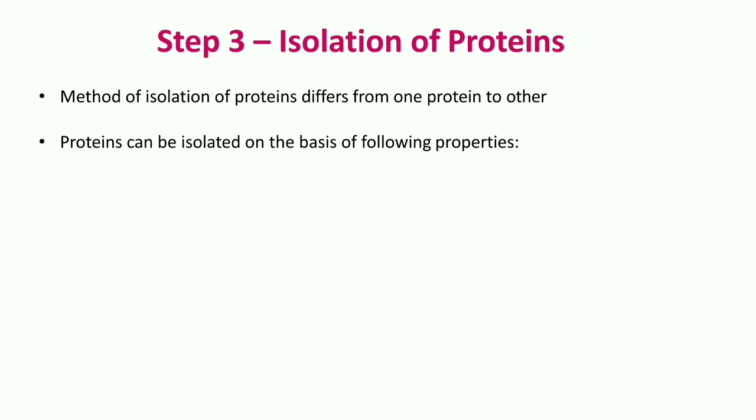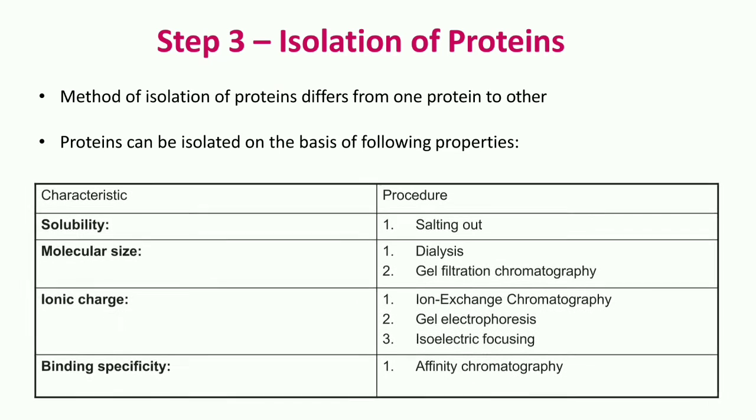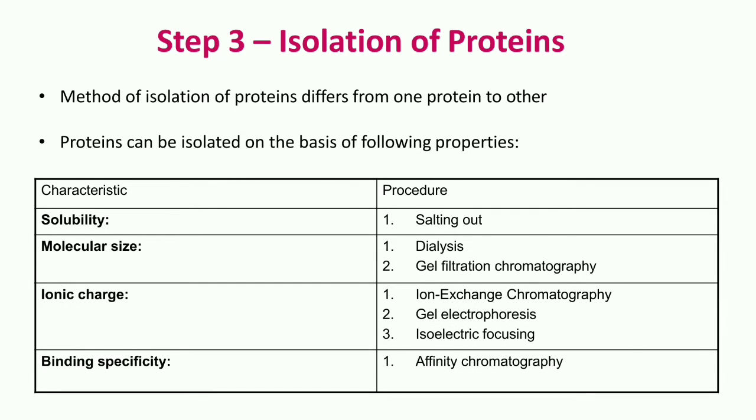So methods of isolation of proteins differ from one to another depending on where the particular enzyme is located in a cell. Proteins can be isolated on the basis of properties such as solubility, molecular size, ionic charge, and binding specificity. One can use techniques such as salting out, dialysis, gel filtration or gel permeation chromatography, ion exchange chromatography, isoelectric focusing, gel electrophoresis, or affinity chromatography.